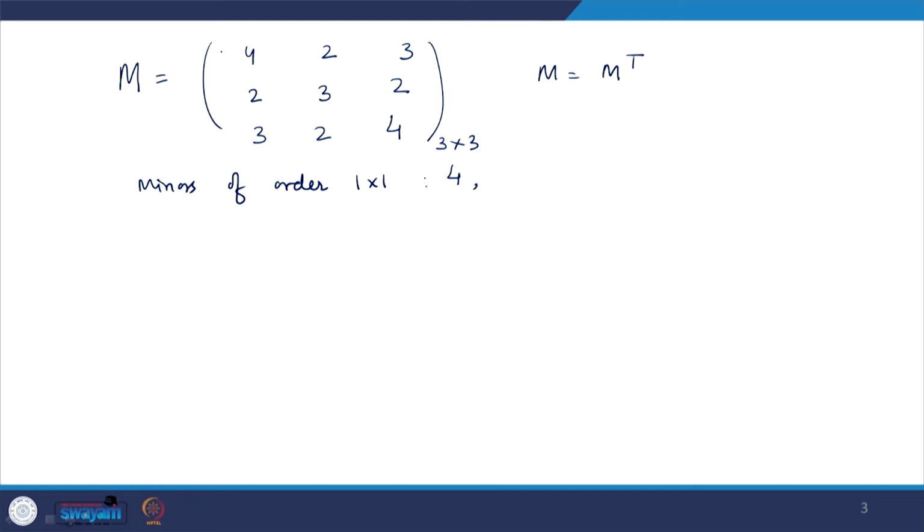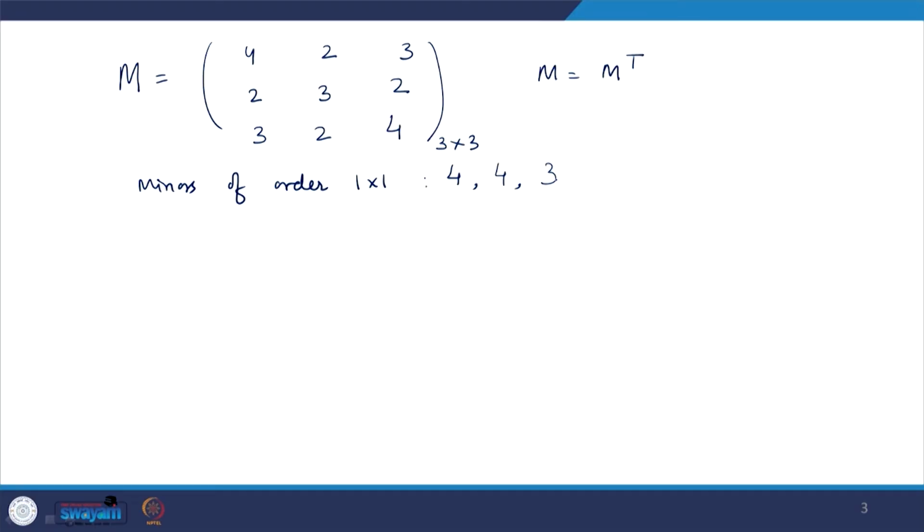Now, if you delete the first row, first column, and the second row, second column, you are left with this 4. So, this is the second minor of 1 cross 1. Now, if you delete the third row, third column, and the first row, first column, you are left with 3. So, minors of order 1 cross 1 are nothing but the diagonal elements. The diagonal elements are 4, 3, 4, so here all are greater than 0.